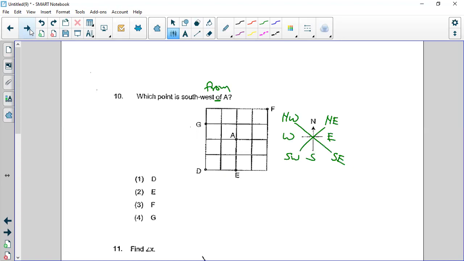So which point is southwest from? Start from A, and then what do you do? You go southwest, and where are you going to? You're going to D. Right, you're going to D. Answer number 1. Should not make any mistake.